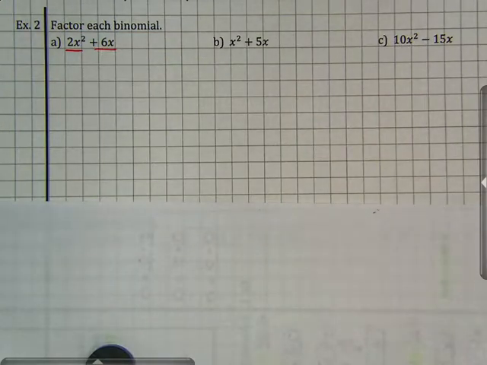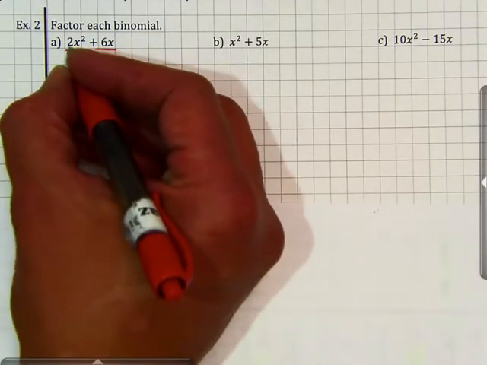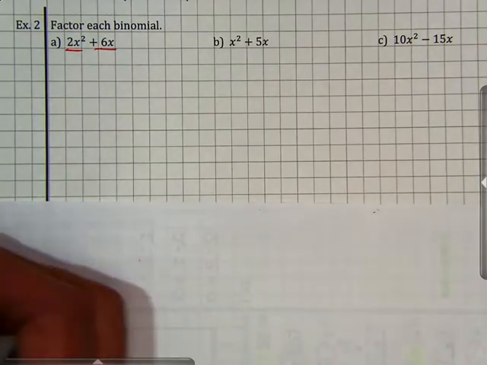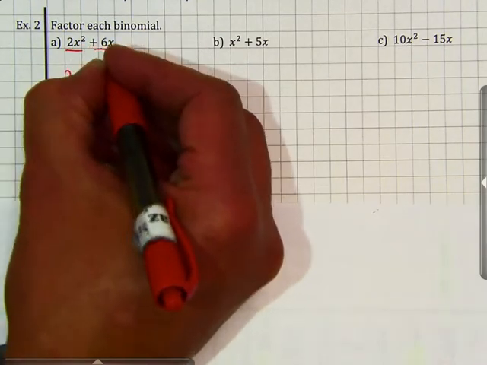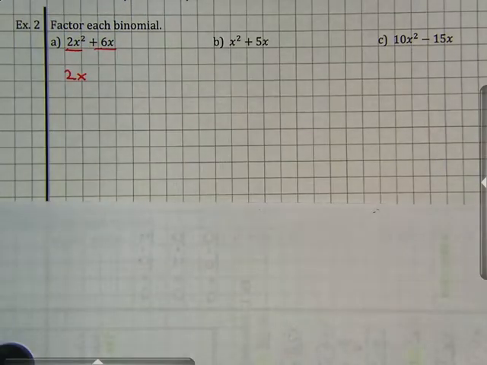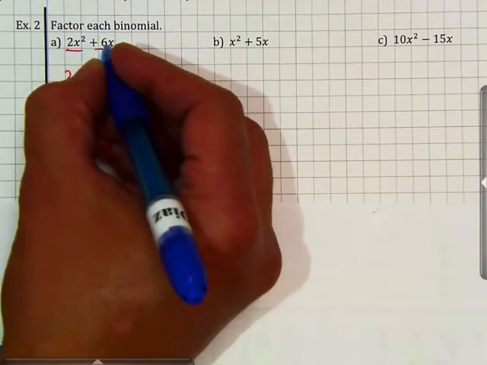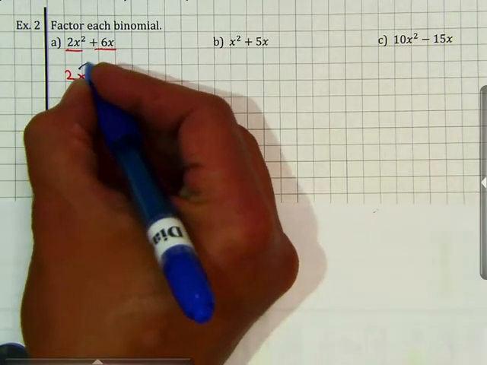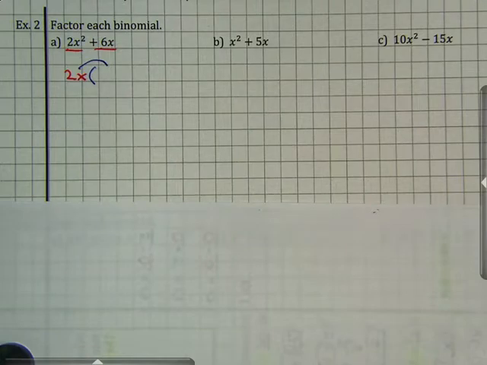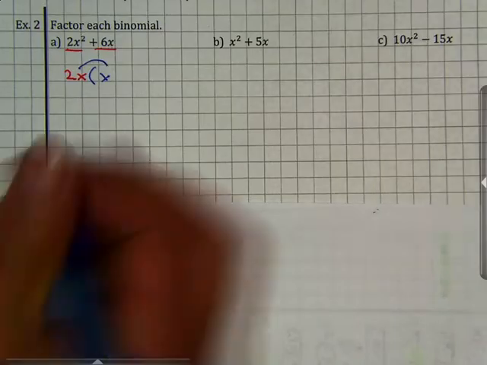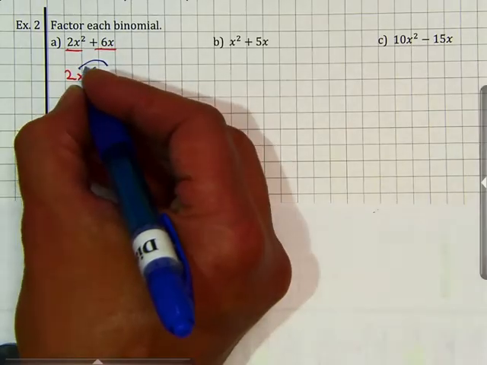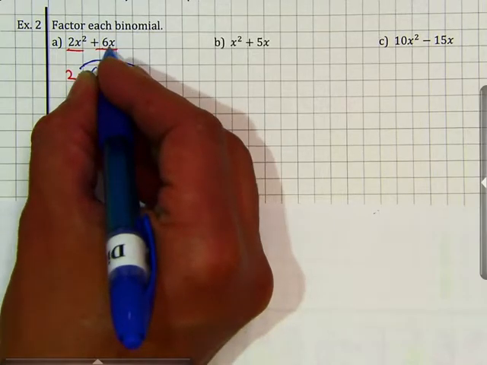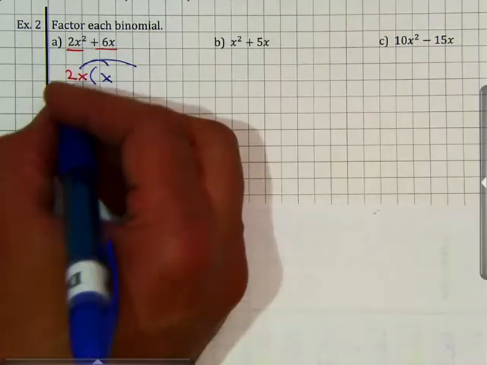We have two terms. So I need to take out the common factor. So I need to decide, is there a number that divides 2 and 6? Correct, 2. Since they both have an x, I can take out an x. So they both have a 2 in common, and they both have an x, so I'm taking out the common factor. And I need to think, 2x multiplied by what will give me 2x squared? 2x times x. And 2x multiplied by what will give me a 6x? 2x times 3.